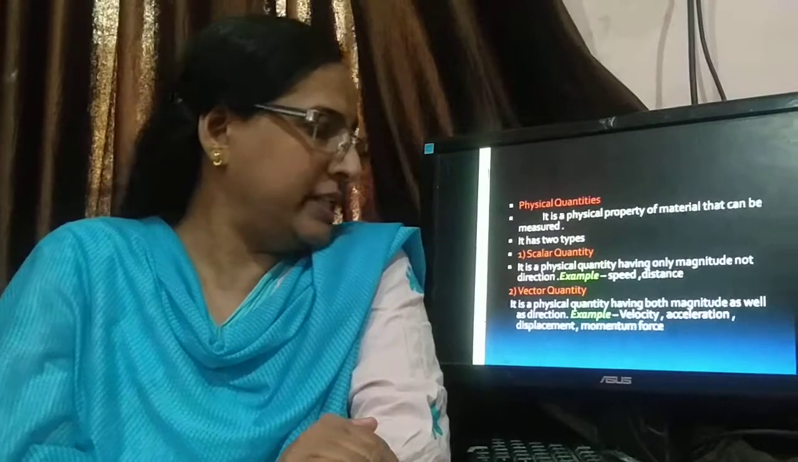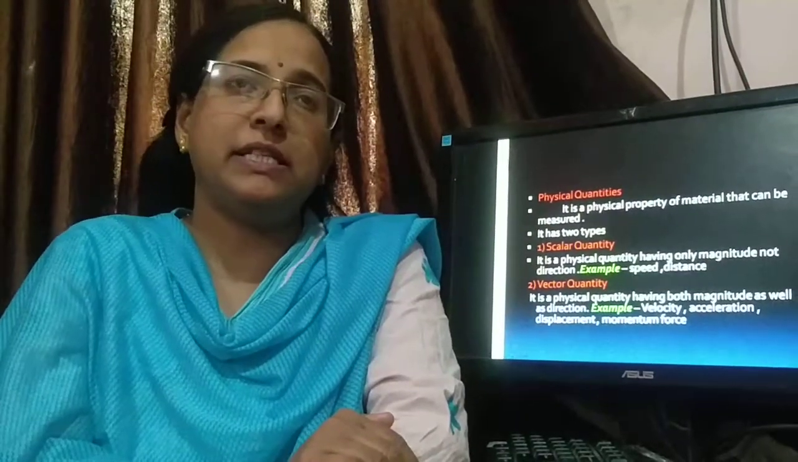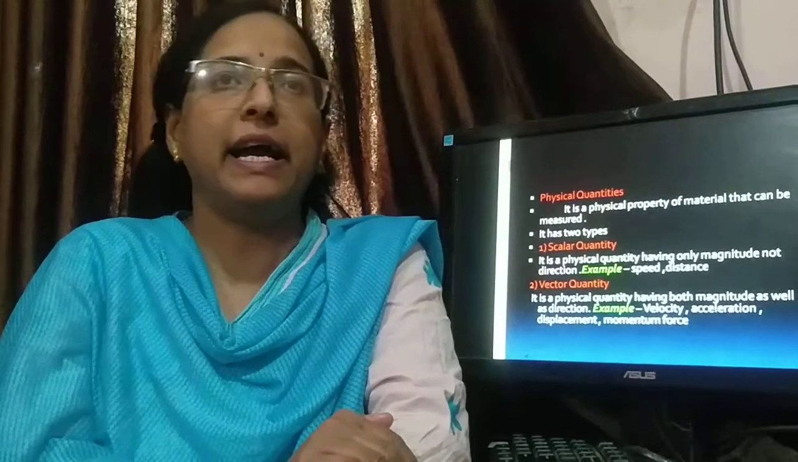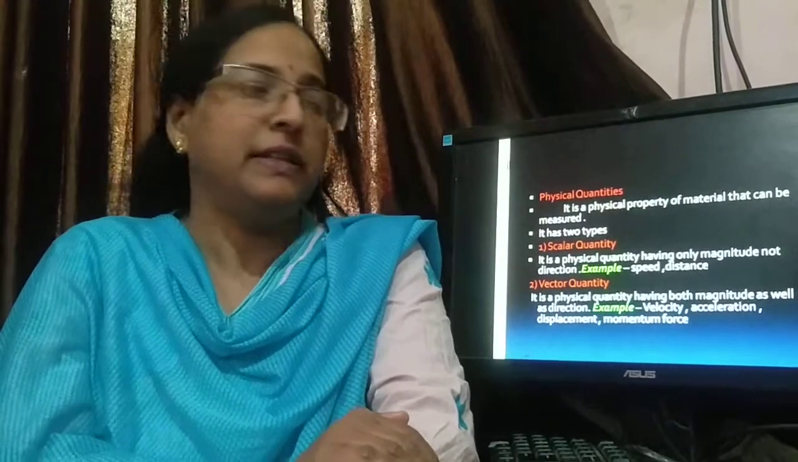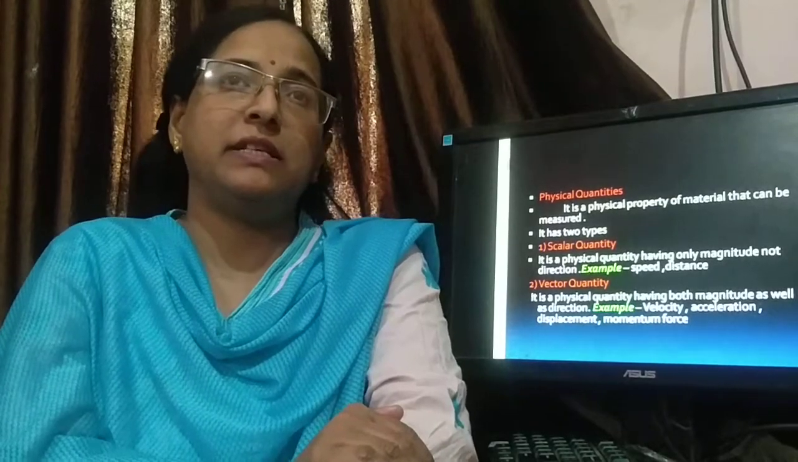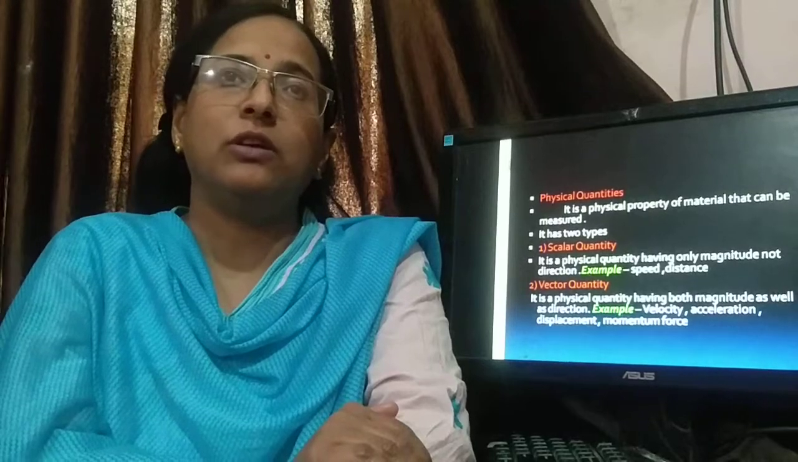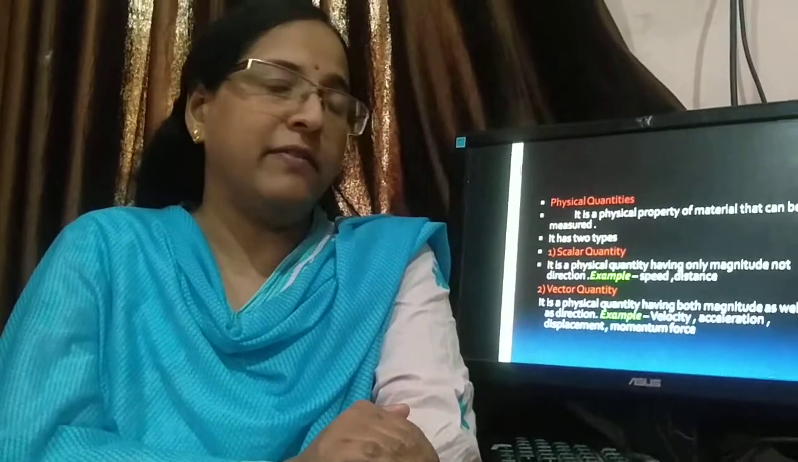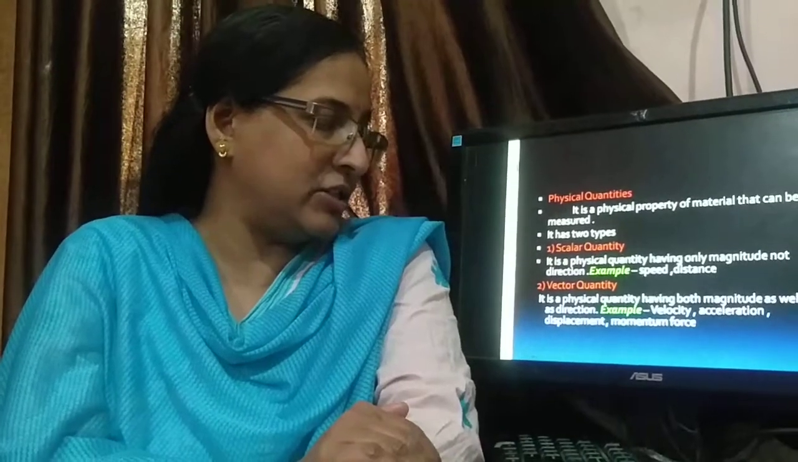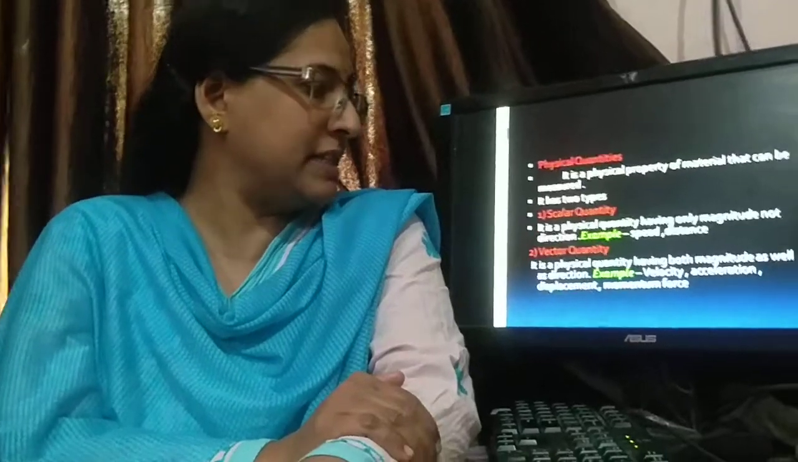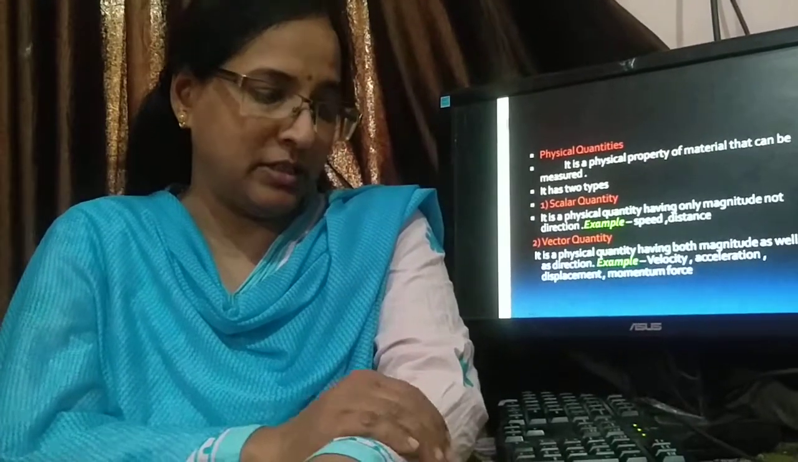The second one is the vector quantity, which says that the quantity has both magnitude as well as direction. The direction may be various directions such as east, west, north, south, to the left, or to the right. For example, we have velocity, acceleration, displacement, momentum, and force. All these come under vector quantity.